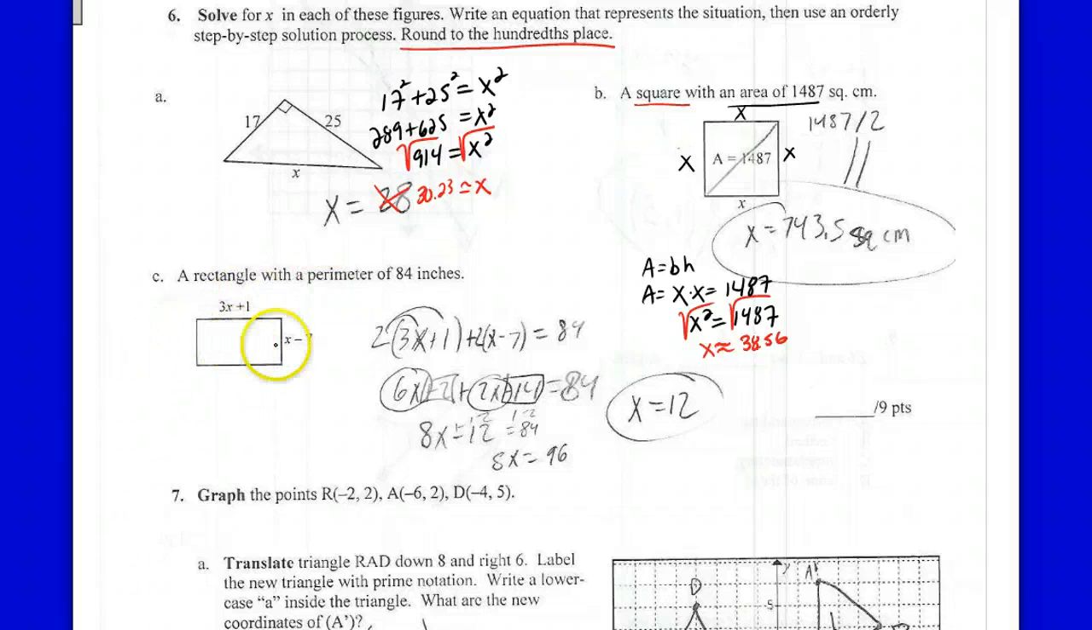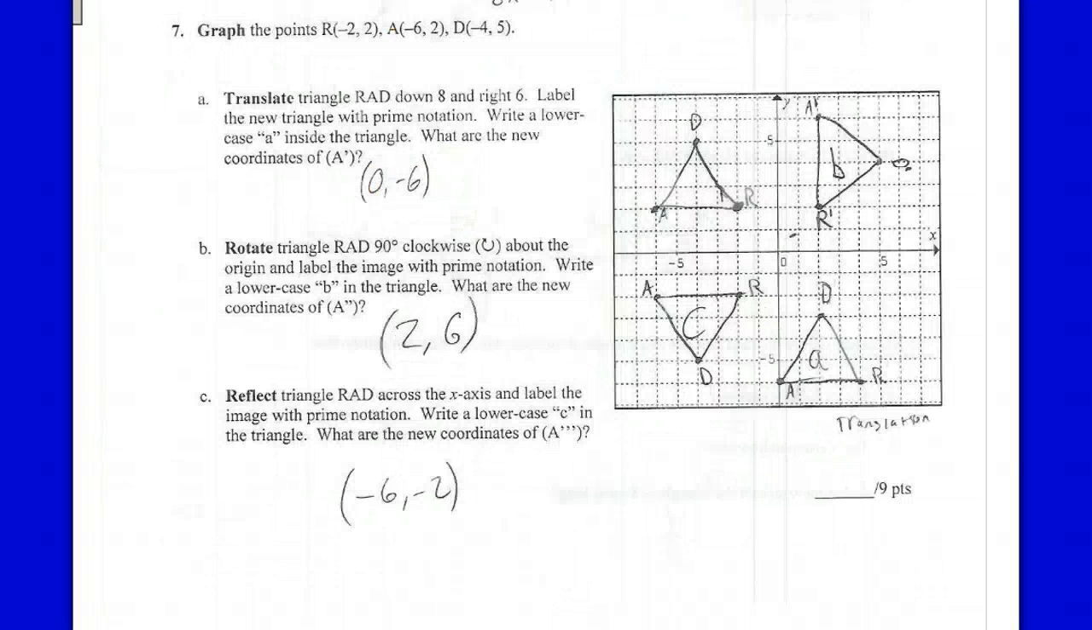In letter C, you did an excellent job taking the perimeter and setting it equal to the two sides that are equal to 3x plus 1 plus the two sides that are x minus 7. So yes, x does in fact equal 12. So we did earn 3 out of 9 points for number 6.